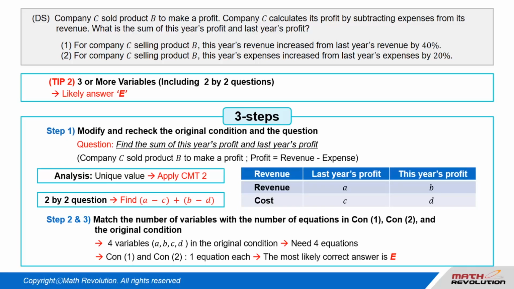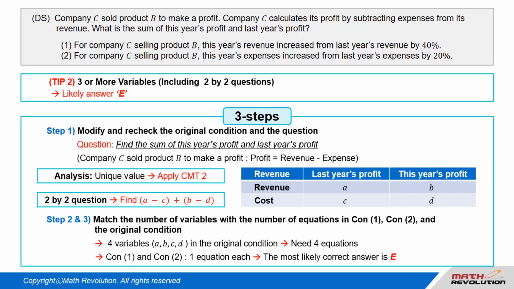Solution. Now we will solve this DS question using the variable approach. Tip 2. If there are 3 or more variables, including the 2x2 questions, then E is the likely answer. Let's apply the 3 steps suggested previously.